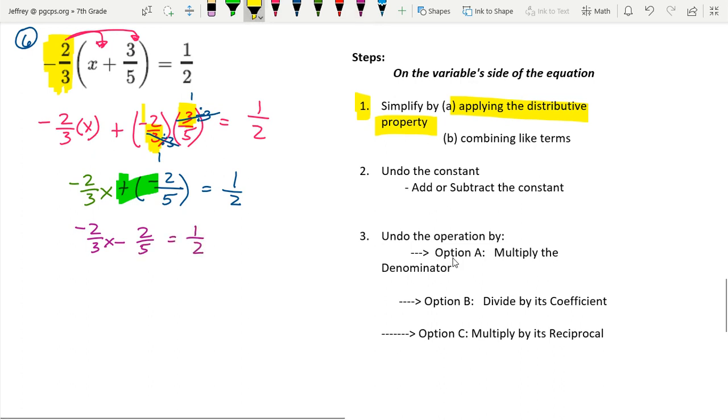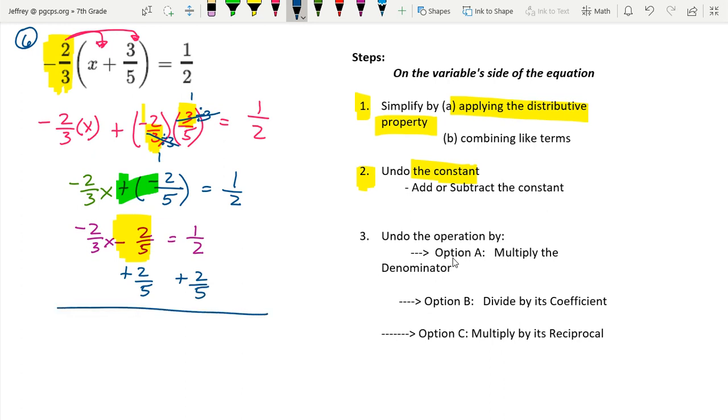Now, let's do step 2. Undo the constant. We have a constant. Our constant is minus 2/5. So we'll do the opposite: plus 2/5 on both sides. Now this is a 0. They're opposites. What's left is negative 2/3 x is equal to, now, when we add these two fractions, do we have the same denominator? We don't.